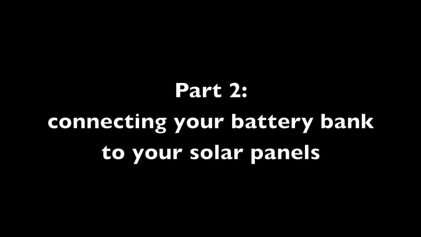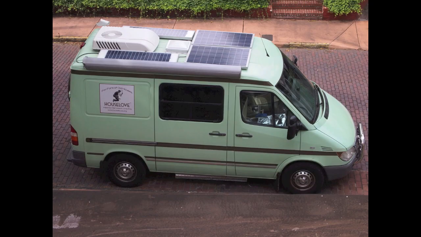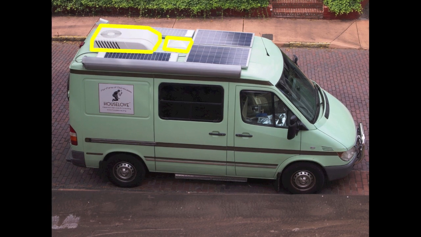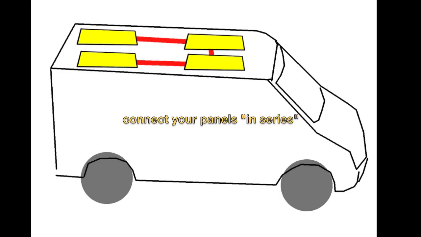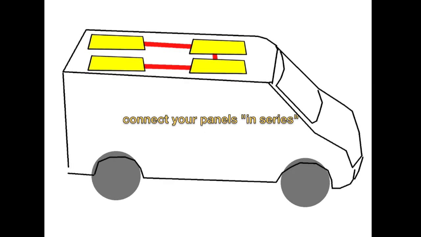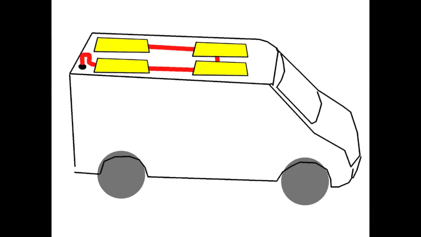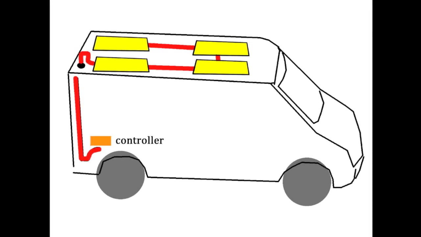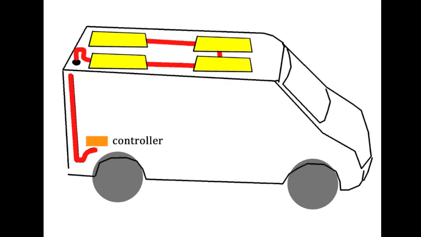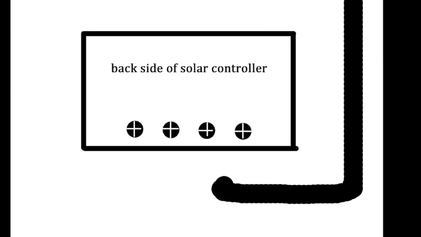Now, connecting the battery bank to solar panels is fairly easy. Here's my rig. Notice that I have an air conditioner on the top and also a ceiling fan, so I got to work around those. I've got four panels up there, and they're easy to connect, and you'll talk to your solar people, and they'll help you with that. You got to punch a hole in the roof and draw that line down to the controller, and the controller is going to protect the battery from surges. And again, we're always protecting the battery bank.